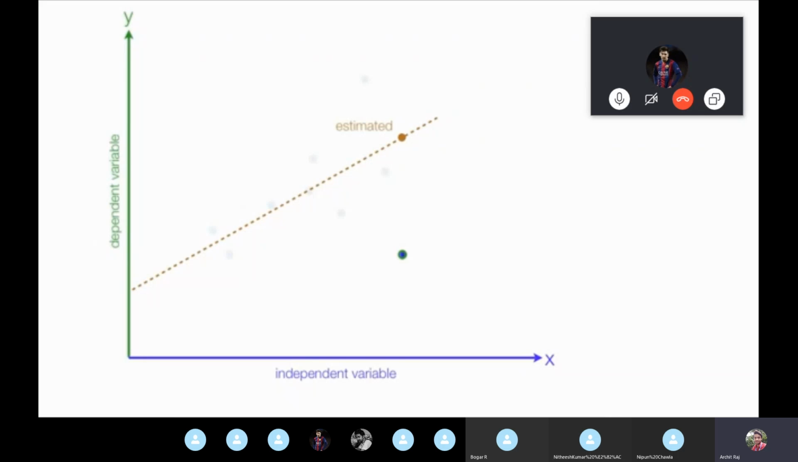For any value of x, the answer that we know is the actual value, and the answer that the model is telling is the predicted value. Now we can see for this value of x, the actual value is this particular line, and the value which the model is returning is this particular point. The distance between the actual and the predicted value is known as error.